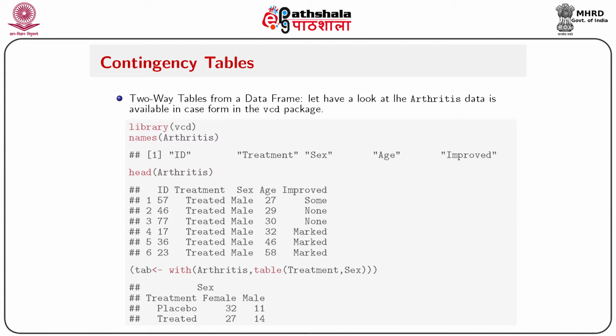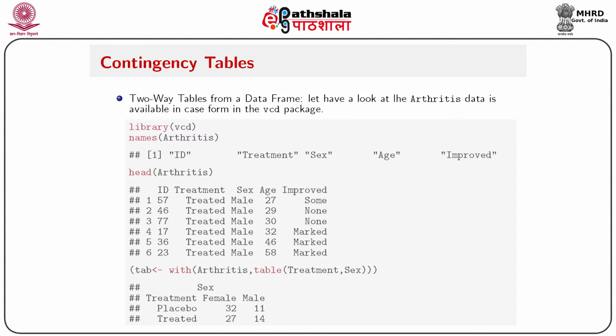Now we can make a table by treatment and sex. So we can make a 2 by 2 table. That can be done: say tab equals with arthritis, comma, and the table function we'll use here, table treatment, comma, sex. You can separately attach the arthritis data and use table treatment, sex. As I have not attached the data, I just use the function with. For further details of the with function, you can get the help of with. The documentation available in R will help you on how to use with.